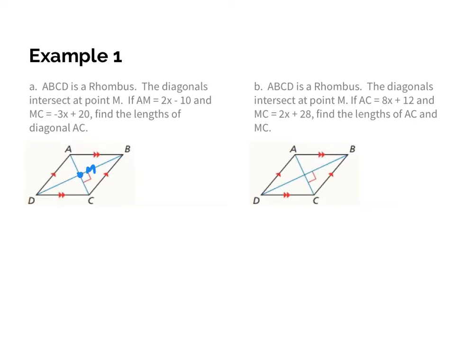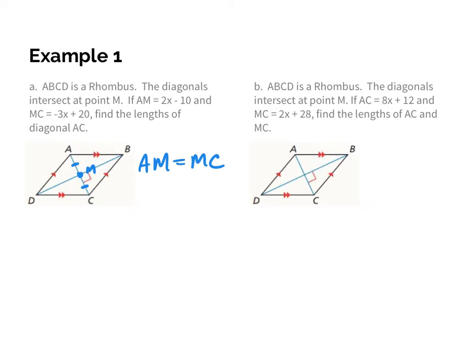It tells you here that AM is going to be 2x minus 10, and MC is negative 3x plus 20, and I want to find the length of the diagonal AC. So you are given AM, which is that small chunk, and MC, which is that small chunk. Here's the idea: the diagonals are going to bisect each other, meaning AM is going to equal MC.